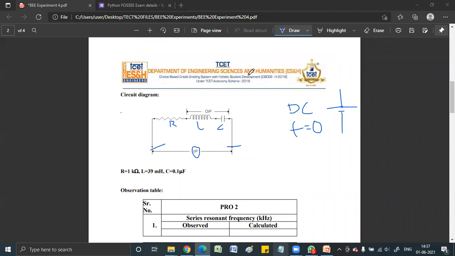Inductor? No, no, no. I'm talking about how do you draw an AC signal? Suppose I want to draw a sine wave, a sinusoidal wave. Yeah, you draw a sine wave, right?